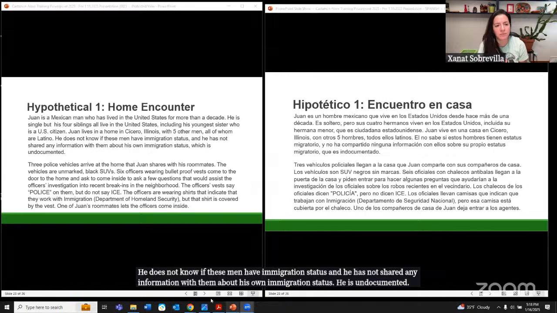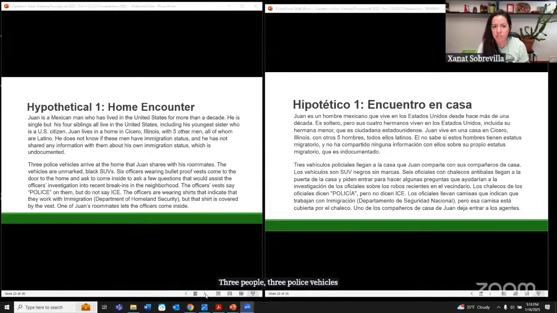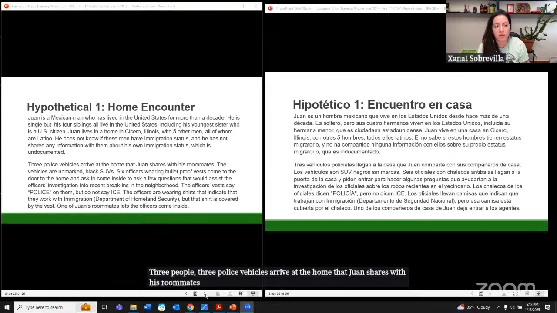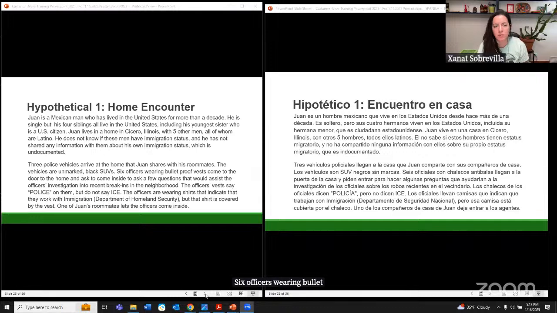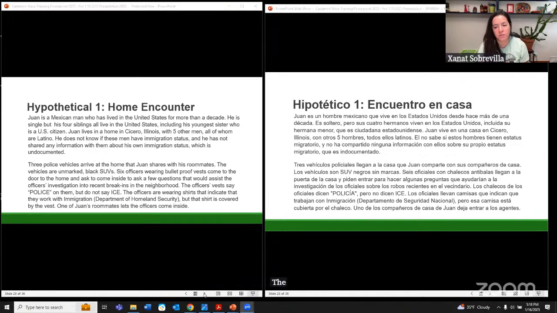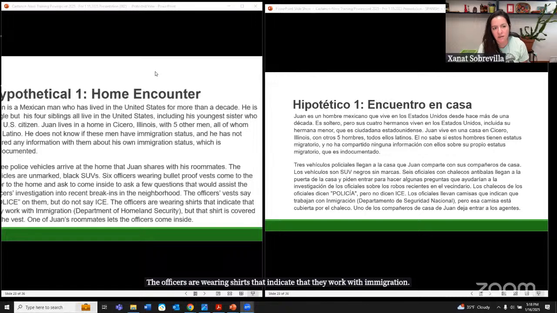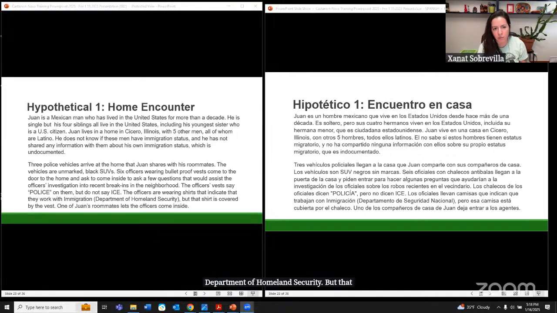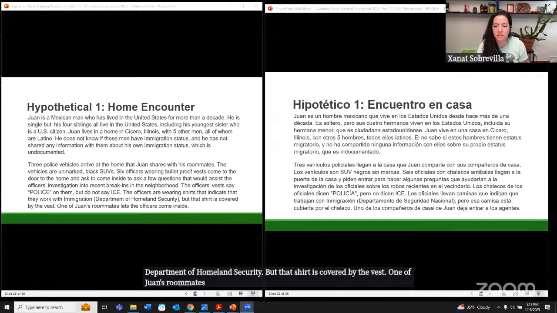3 police vehicles arrive at the home that Juan shares with his roommates. The vehicles are unmarked, black SUVs. 6 officers wearing bulletproof vests. Some of them come to the door of the home and ask to come inside to ask a few questions that would assist the officers' investigation into recent break-ins in the neighborhood. The officers' vests say police on them, but do not say ICE. The officers are wearing shirts that indicate that they work with immigration, Department of Homeland Security, but that shirt is covered by the vest. One of Juan's roommates lets the officers come inside.